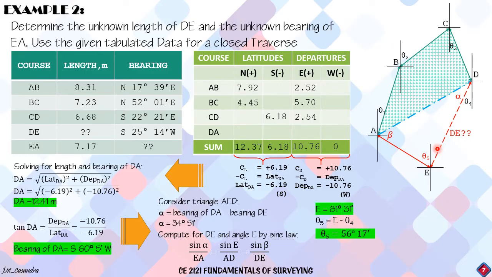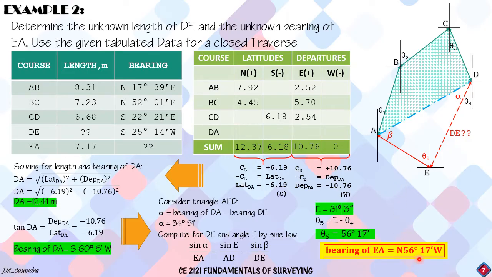So theta 5 now is equal to 81 degrees 31 minutes minus the computed theta 4, which will give us theta 5 equal to 56 degrees 17 minutes. And therefore, the bearing of EA is north 56 degrees 17 minutes west.